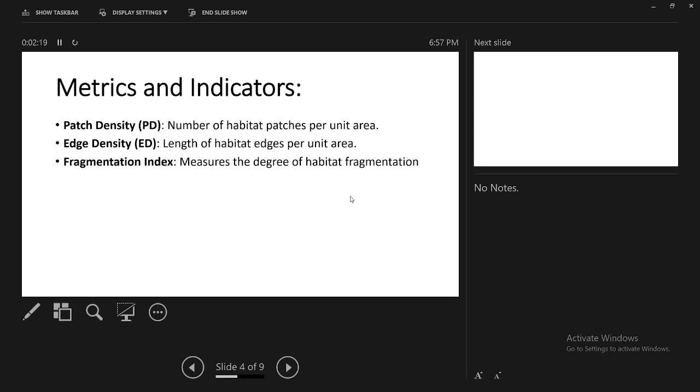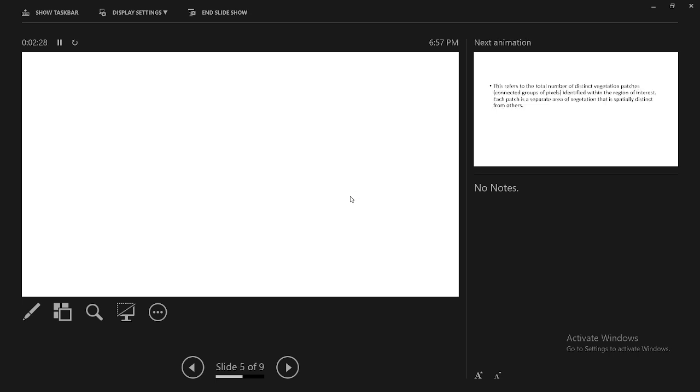In this case, I will use Google Earth Engine and try to calculate all of these metrics and indicators. So let's go, I will try to explain that.